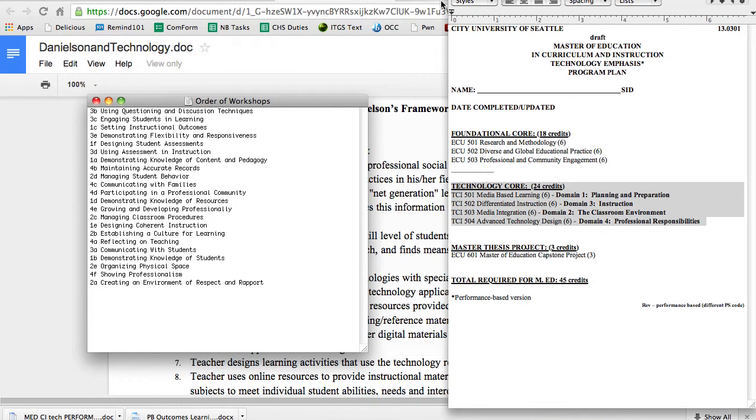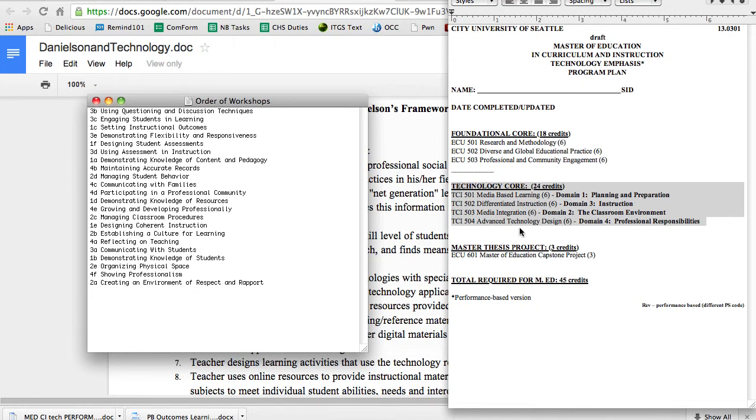Looking at the Danielson framework, which is the most prominent framework tool used by school districts to assess quality instruction, I looked at patterns. What I found is that with the new TCI structure, you can see media-based learning, differentiated instruction, media integration, and advanced technology design.